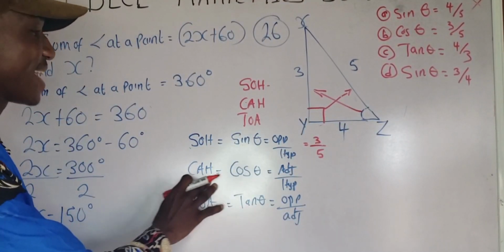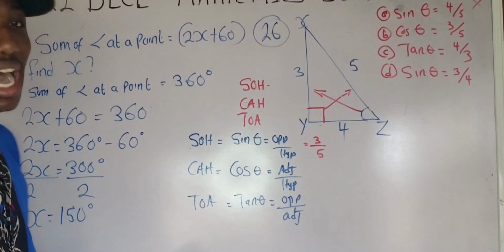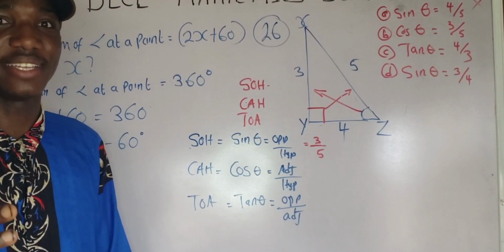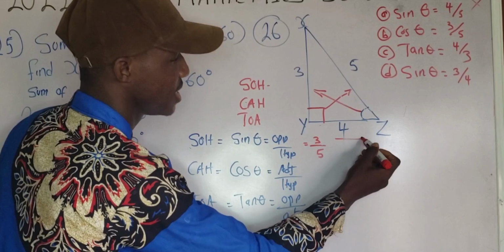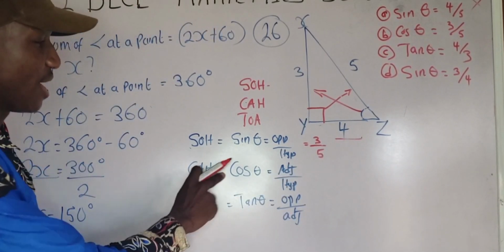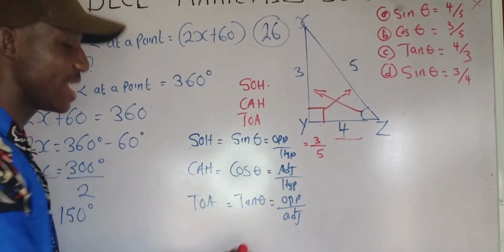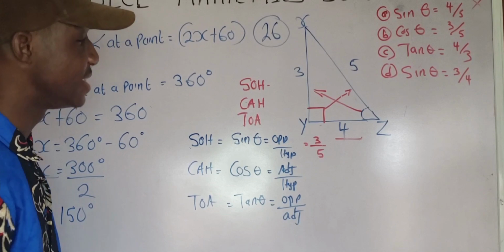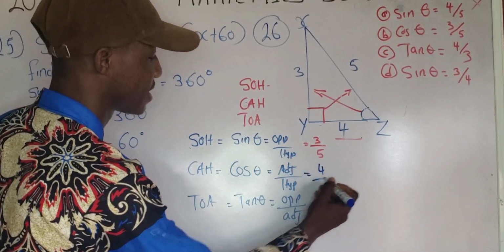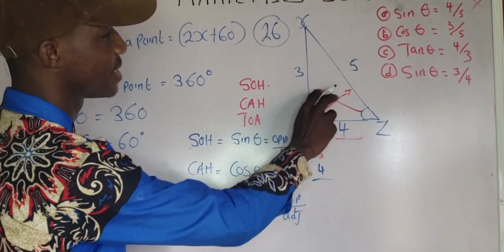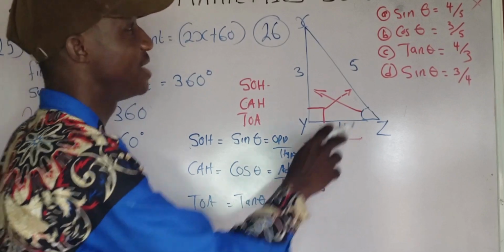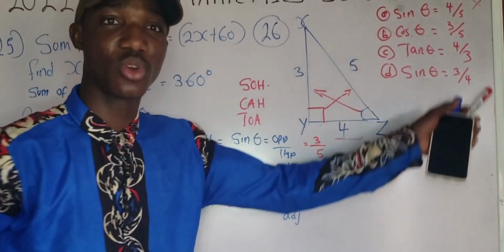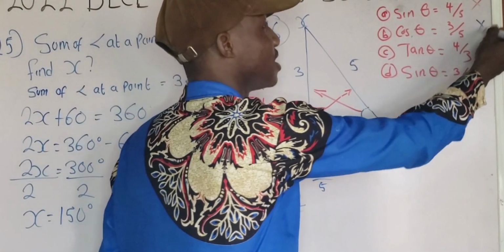Cos theta is adjacent over hypotenuse. Now, which side is the adjacent side? This side that you see here is the adjacent side. Adjacent over hypotenuse: the adjacent is 4 and the hypotenuse is 5, so that is 4 over 5. And the cos theta that we are given in the question is 3 over 5. You can see that the second option is also wrong.